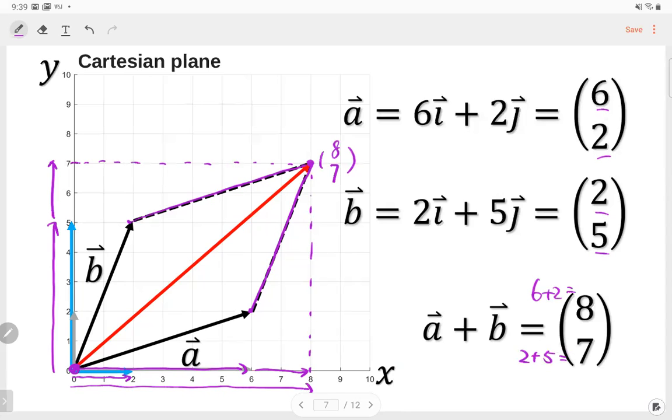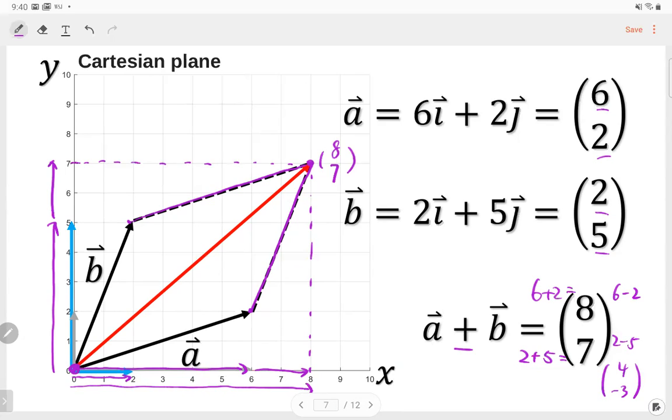Okay, so this is very easy. If we want to do the subtraction, if it's A minus B, the same thing, we just need to use 6 minus 2 and 2 minus 5. Eventually we get the subtraction is 4, minus 3.